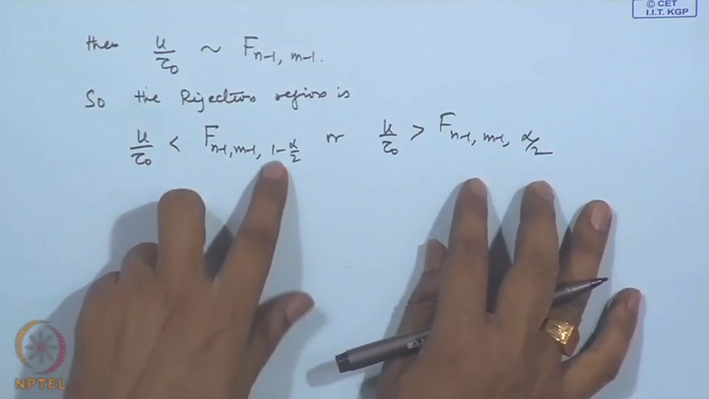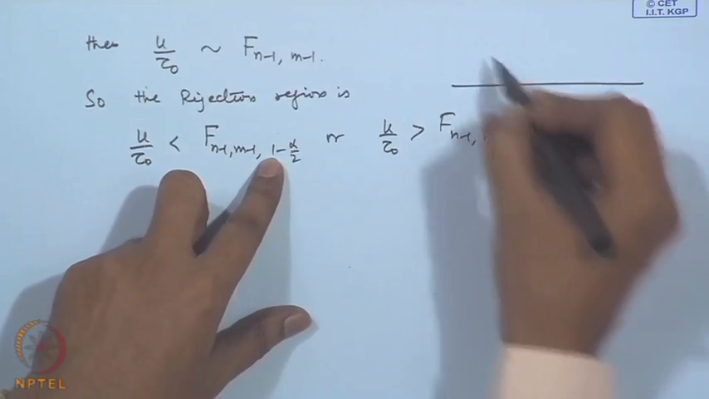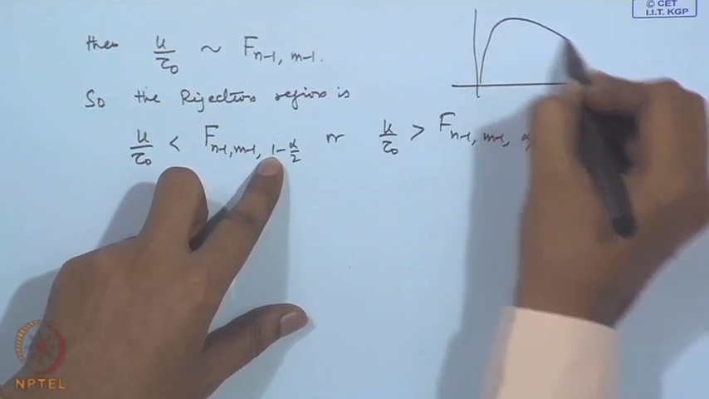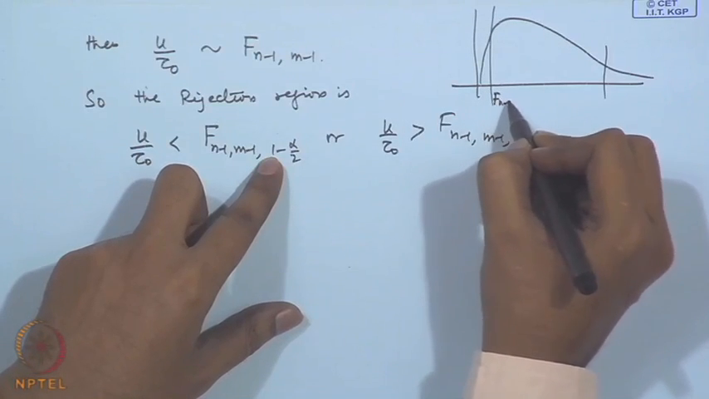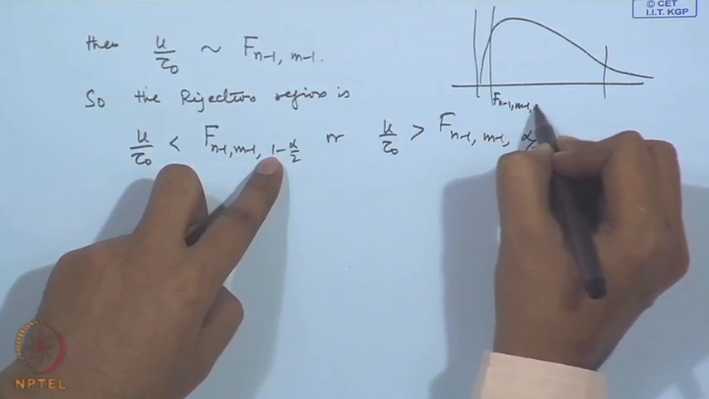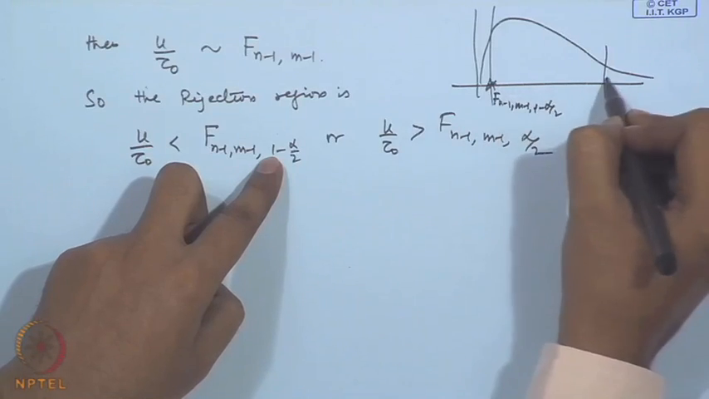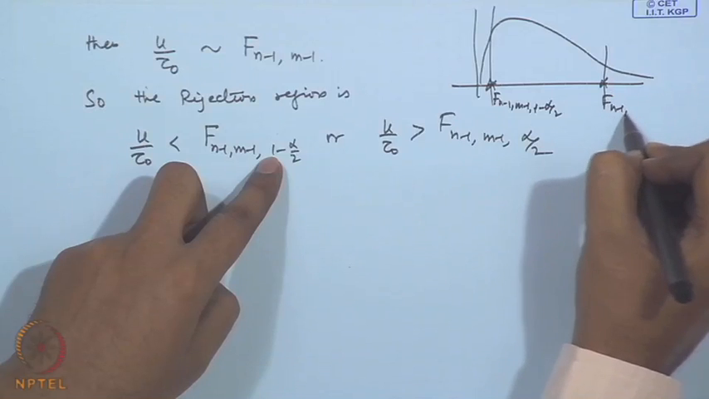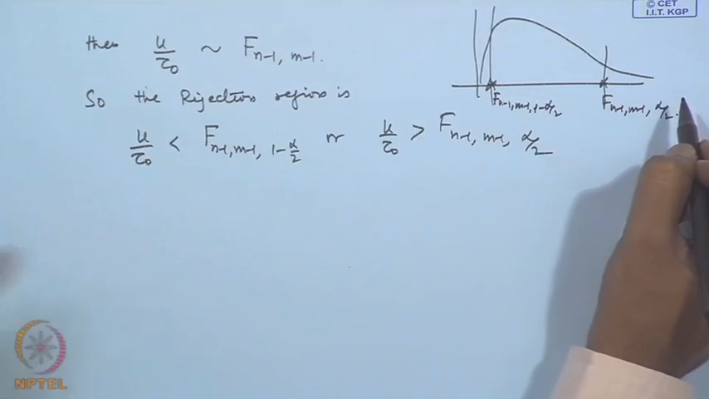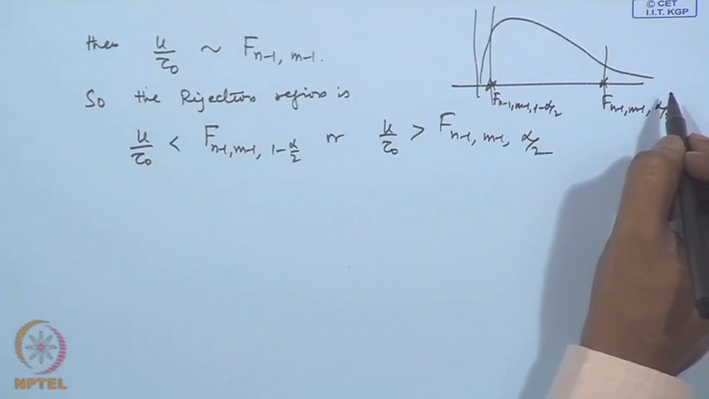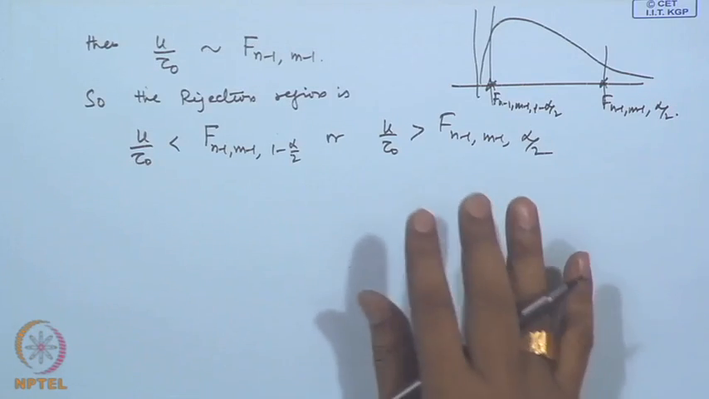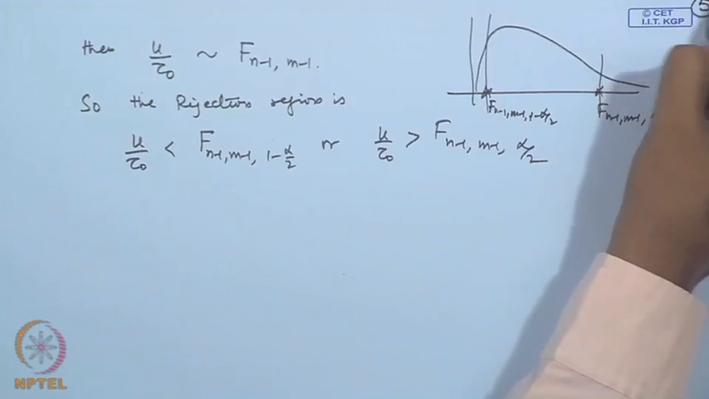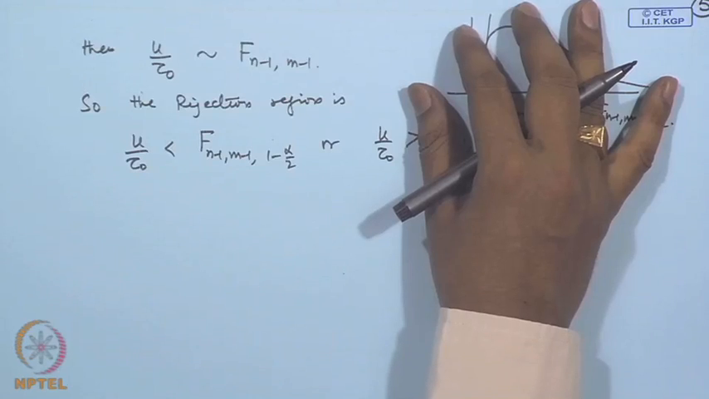Of course, this is not necessary. I have taken the 2 points symmetric, but the F distribution is not symmetric, so the points may be at different places. So, this is the F n minus 1, m minus 1, 1 minus alpha by 2 point, and this point will be F n minus 1, m minus 1, alpha by 2. So, this is the likelihood ratio test for the equality of the variances, and you can note here that this test is the same as the UMP unbiased test, which I derived for this situation.